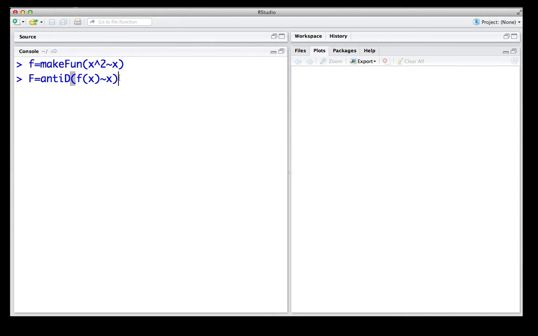If I want to find the antiderivative of f, I simply use the command antiD with a capital D, and then I need to indicate what the function is, f of x, and what the variable is. This command is actually specially built for this class. It will help you find antiderivatives of even functions that don't have very simple antiderivatives. It does this numerically.